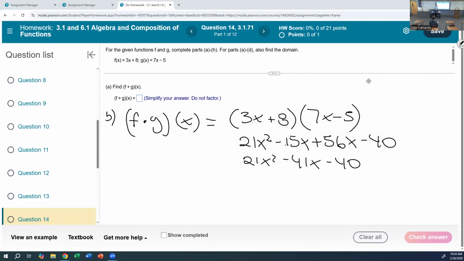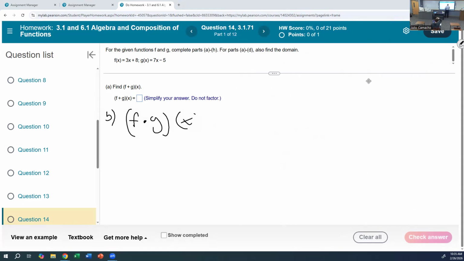Do you want to do anything with the 21x squared? You just leave it. Let me see. They say do not factor. That is the reason, because otherwise we could factor a 4 out of everything, but they said do not factor. So we just leave it there. Check how they want you to give the answer. Then let's go to C and D, and after that we try to do the composition.